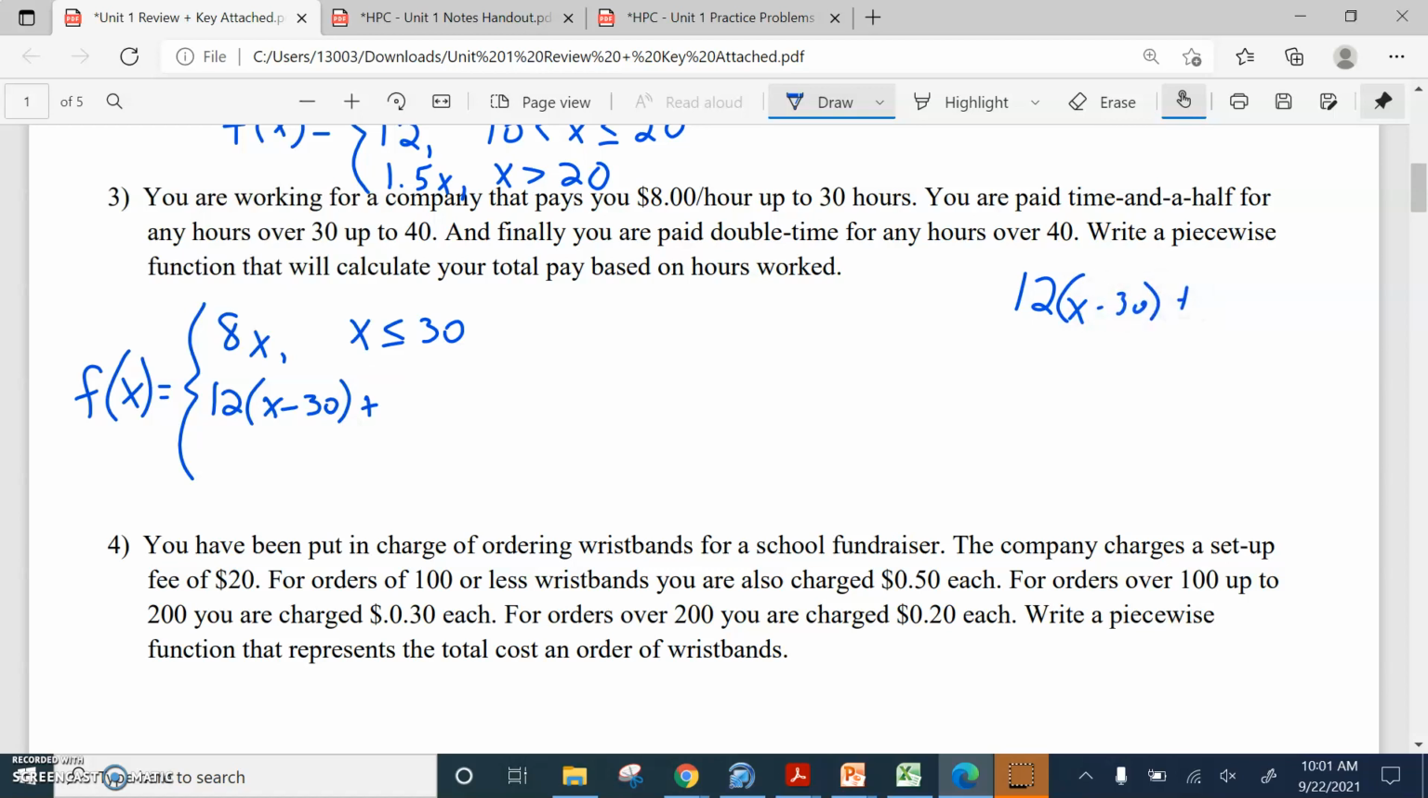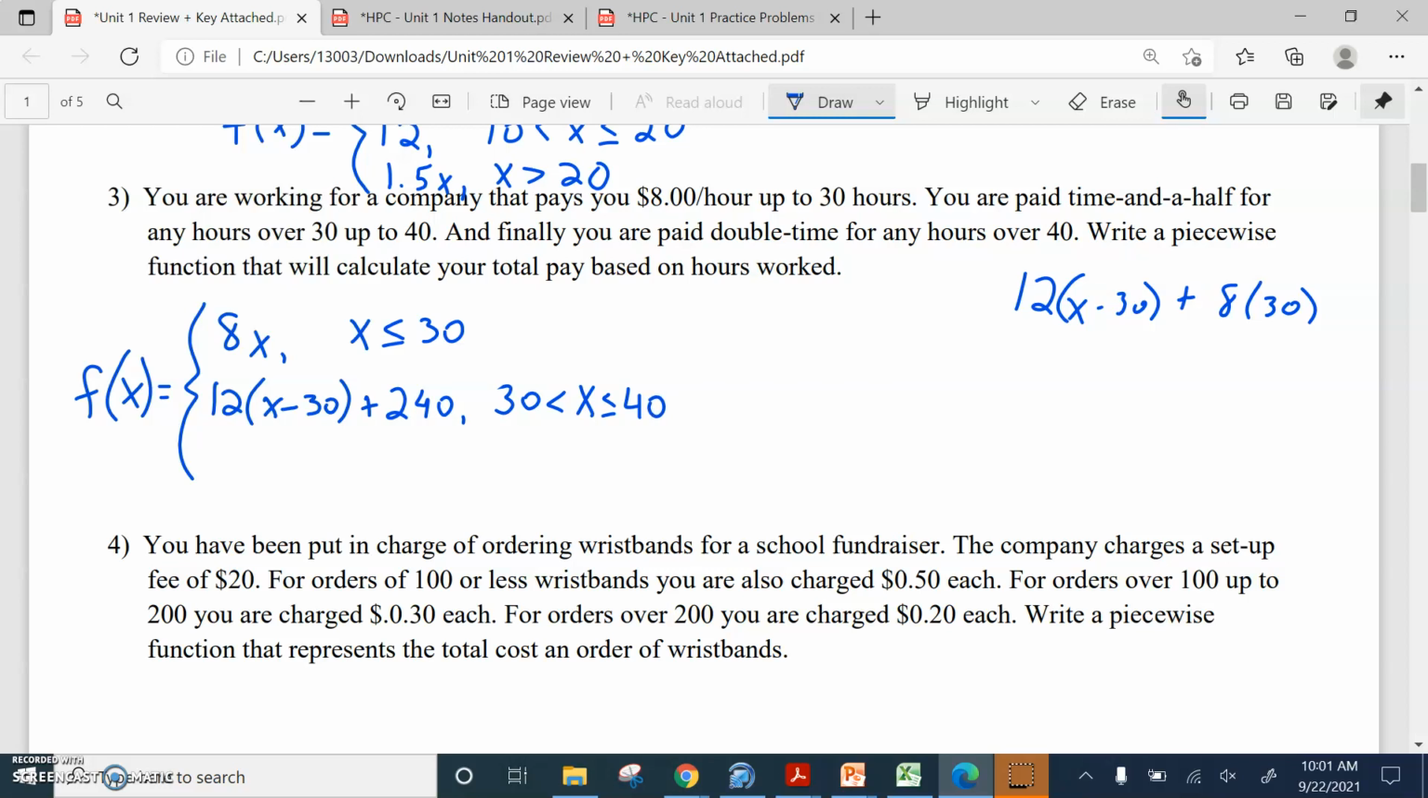We need to add in, though, if I worked 31 hours, I got paid $8 for the first 30 hours. So I need to add $8 an hour for the first 30 hours. So if you do the math, that's 240. And that is good from 30, anything over 30, and then less than 40, but including 40.